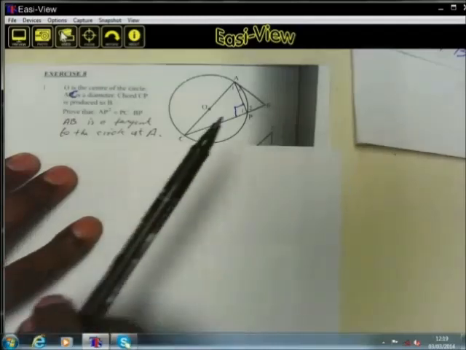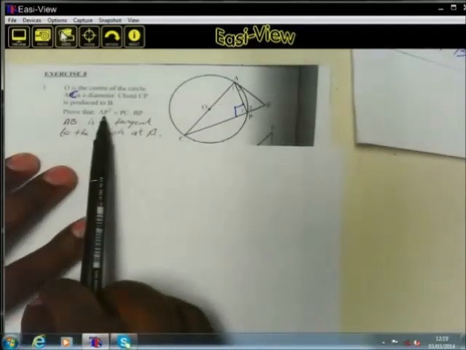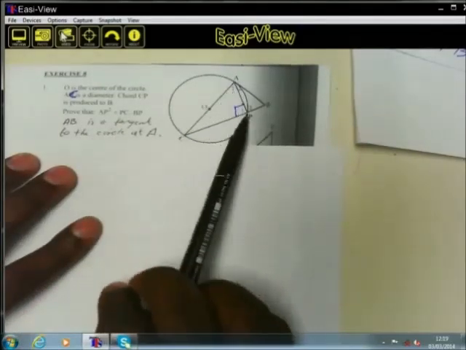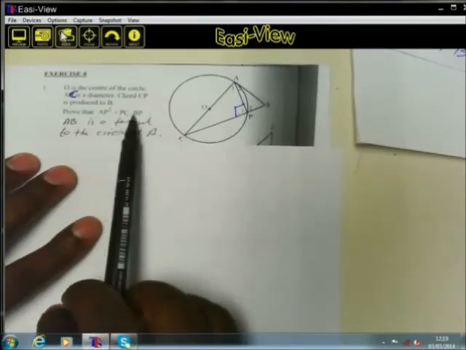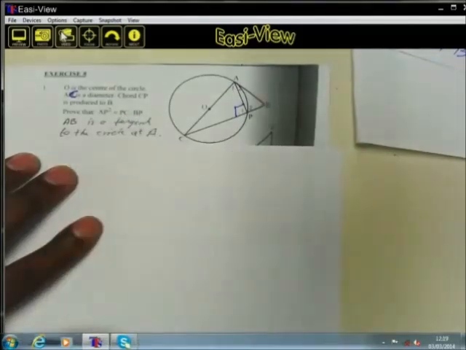Once you talk of a tangent, there are three theorems that should come to our mind: the tan-chord theorem, tangent perpendicular to radius, and lastly, tangents drawn from the same point outside the circle are equal in length. But for now, let's look at this one. We want to prove that AP squared is equal to PC multiplied by BP. Let's prove.